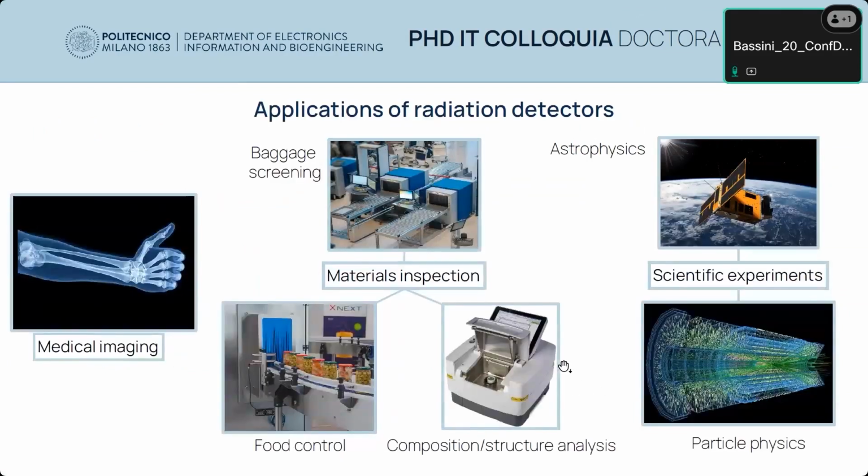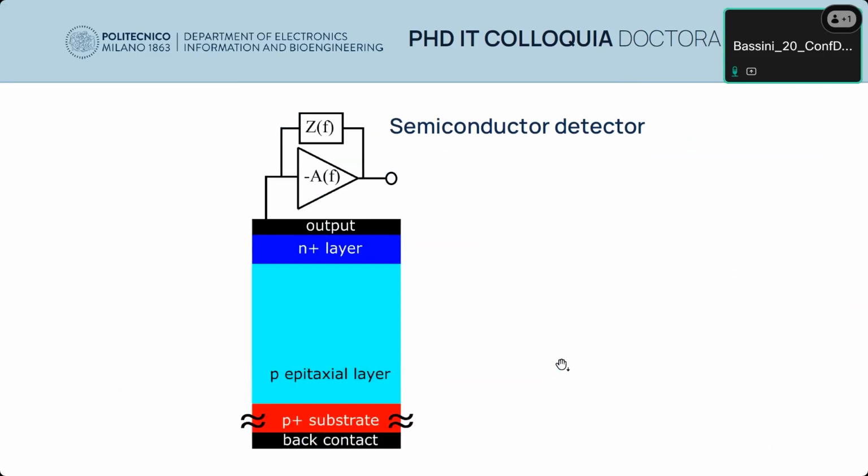The applications of radiation detection systems vary according to the type of radiation, energy, and system architecture. We can start with medical imaging, go to material inspection with baggage screening at airports, food control at enterprises, and material analysis at laboratories. The most sophisticated systems are made for scientific experiments in astrophysics and particle physics. Most radiation detection systems are based on detectors.